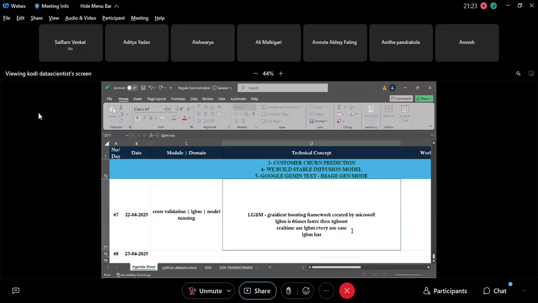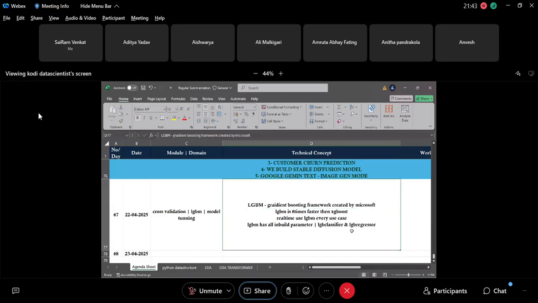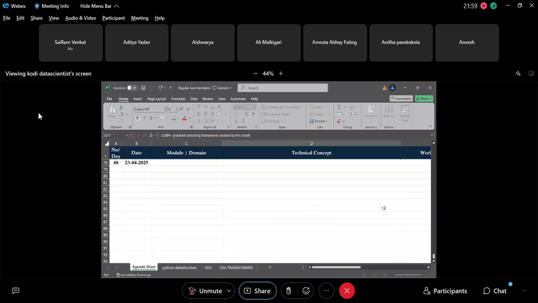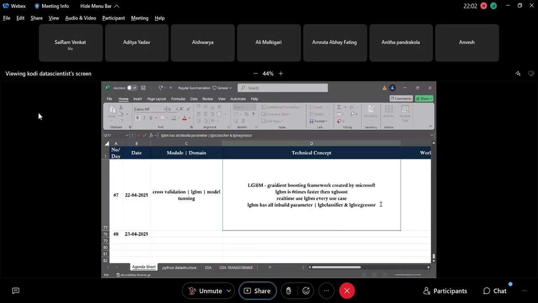LGBM has all inbuilt parameters, isn't it? And we can use LGBM for LGB classifier and LGB regressor. Have you used it, guys? Is it asking for pip install lightgbm, or is it automatically accepted? Did you work on it? No one has worked. Please work on it, guys. Team, this is very important.